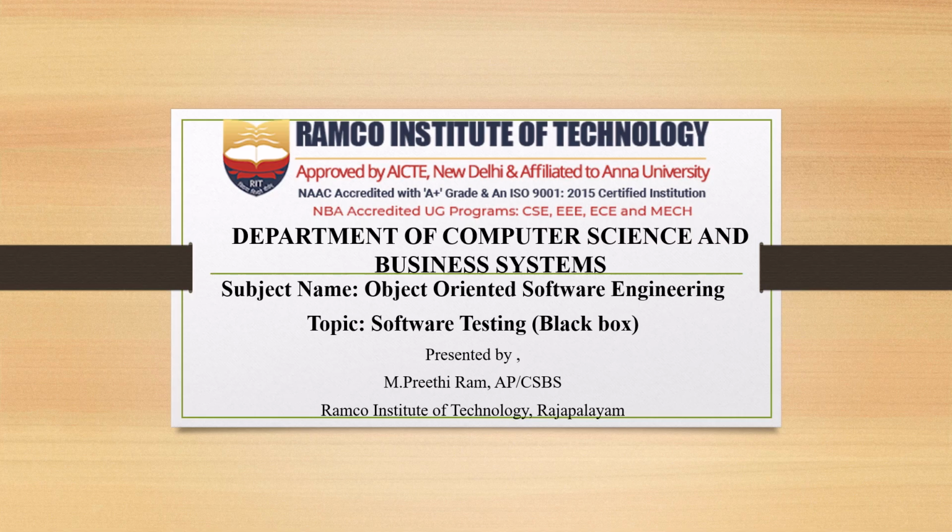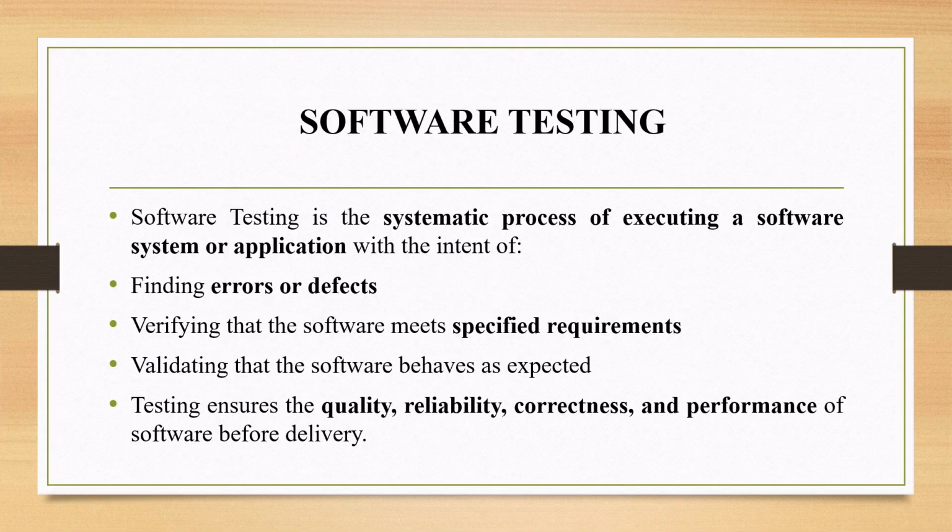Let's move on to the next slide. So what is software testing? Software testing is a systematic process of executing a software system or application with the intent of finding errors or defects, verifying that the software meets specified requirements, and validating that the software behaves as expected. Testing ensures the quality, reliability, correctness and performance of software before delivery.